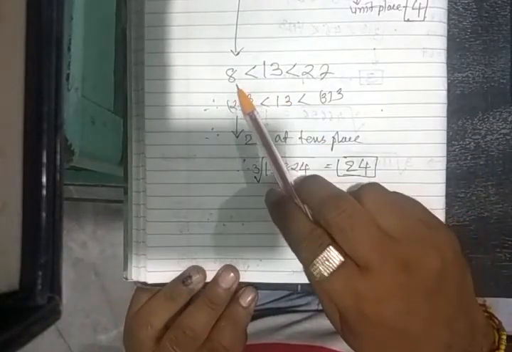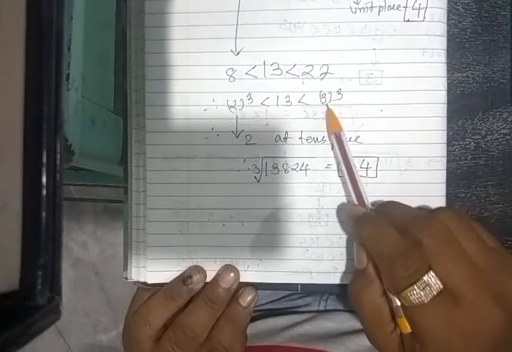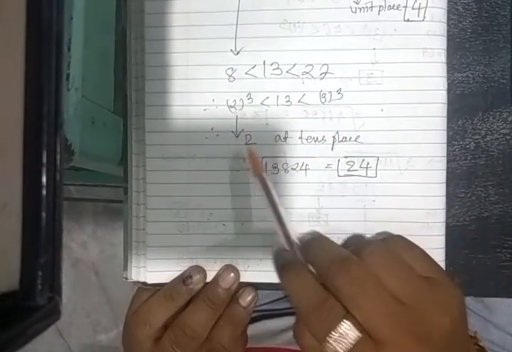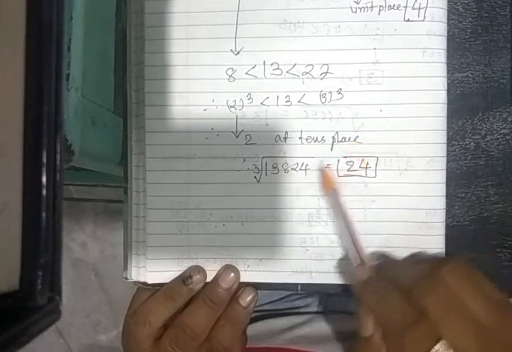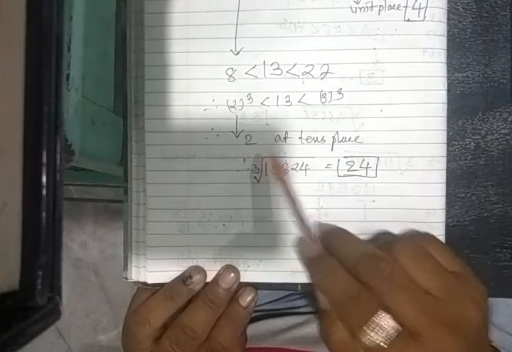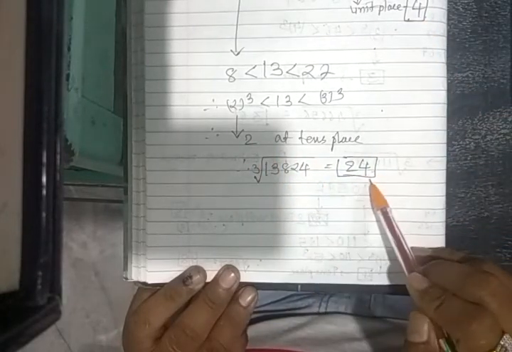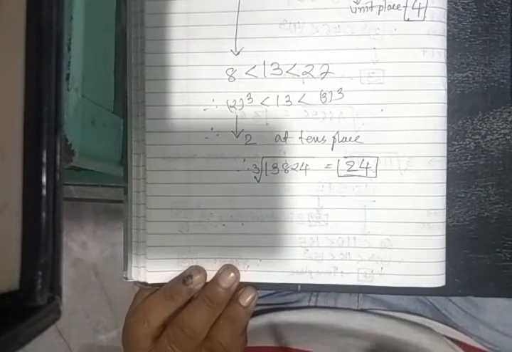lies between 8 and 27. So 8 means 2 cube, 27 means 3 cube. Out of them which one is smaller? 2. So 2 is at the 10 place. So the cube root of 13824 is 2 at the 10 place and 4 at the unit place. So it is the perfect cube of 24. An easy method, the estimation method, right?